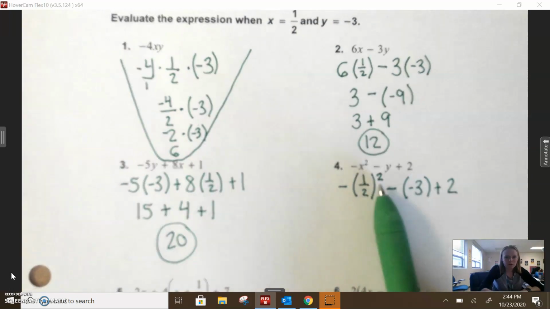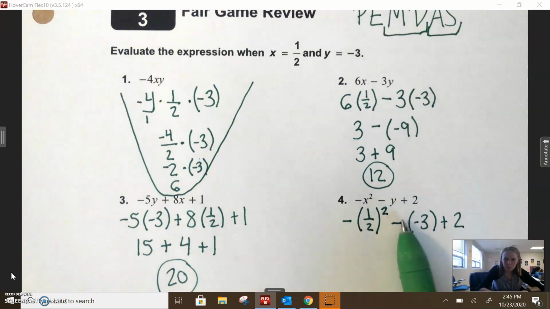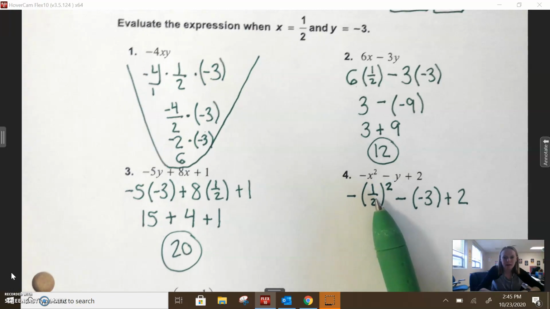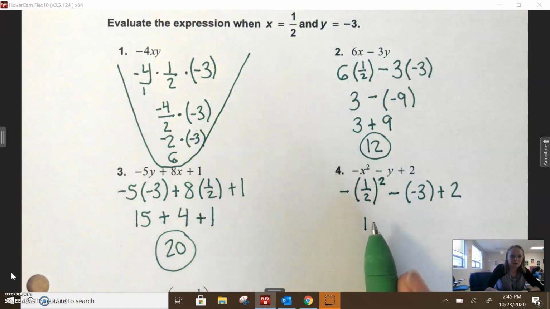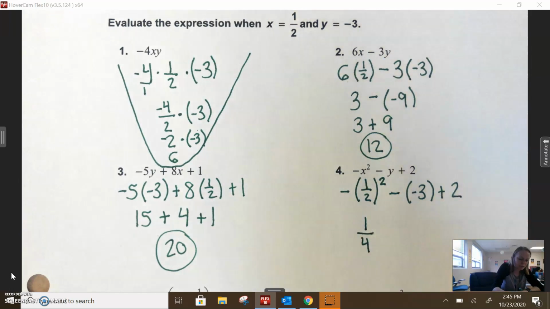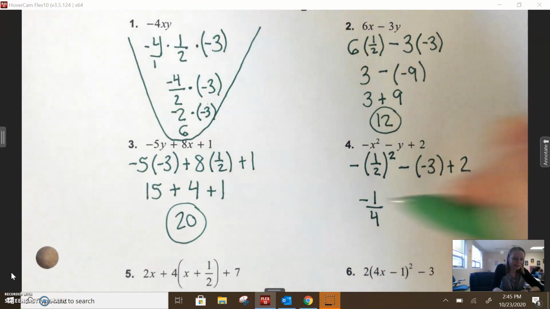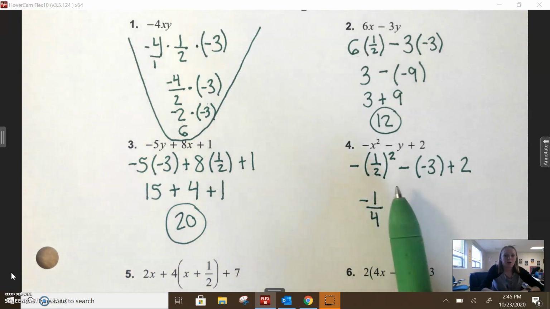So that's our second step of PEMDAS, exponents, since we have no parentheses to solve, we're going to square this. This means 1/2 times itself 2 times. So that means 1/2 times 1/2. If I multiply 1/2 and 1/2 together, I would have 1 times 1 in my numerator, which is 1, and 2 times 2 in my denominator, which is 4. Now, since this negative was on the outside of the parentheses, it still has to stay on the outside here.